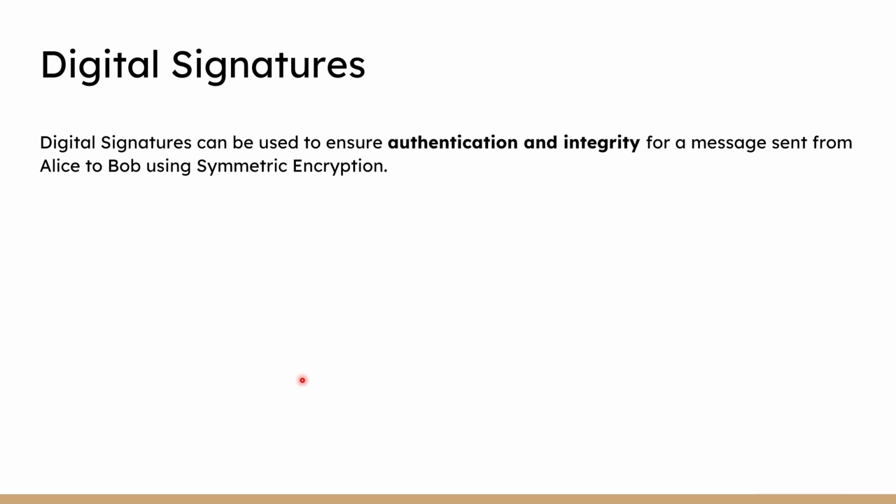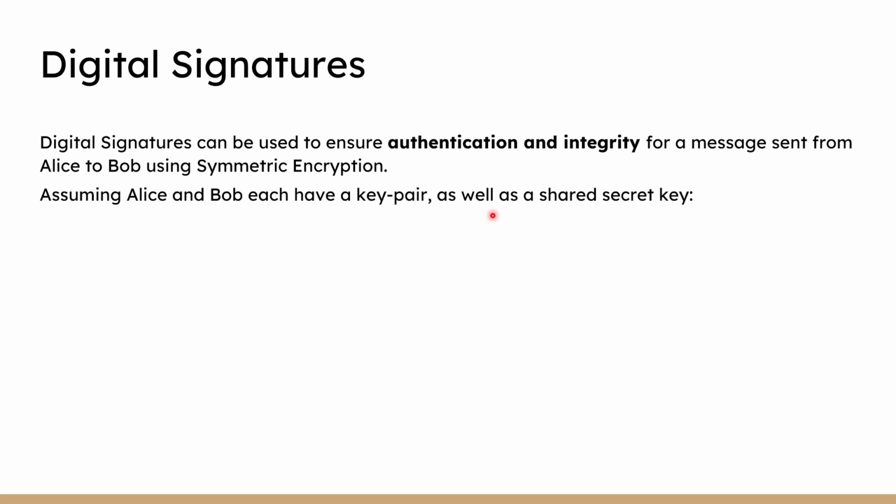So basically, this is the actual process. I've got all the notes on how it works on this slide, and then I've got the graphic on the next slide. So you can use a digital signature to ensure authentication and integrity, even when you're just using symmetric encryption, which doesn't provide these by default. So we assume that Alice and Bob each have a key pair, so public and private key, and they also have some shared secret key, so a symmetric key. And we assume that this is secure, it's been derived with Diffie-Hellman.